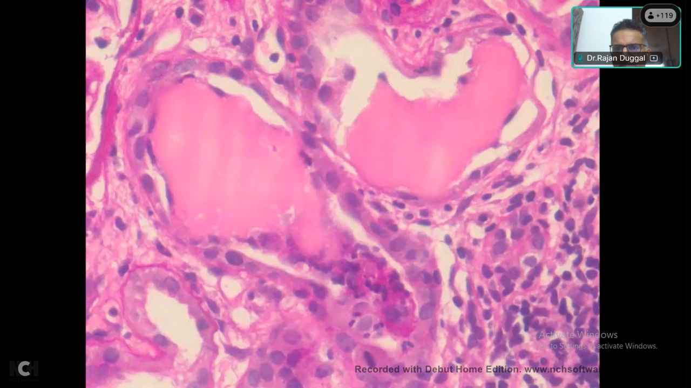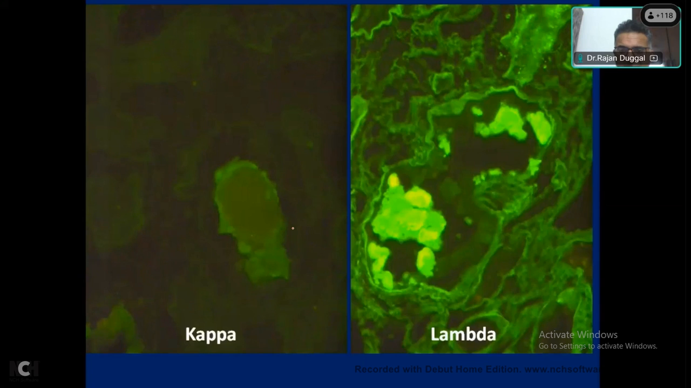As you can see here, there are some fractures and fragments in this cast material. Whenever there are fractures or fragmentation in the cast material and there is an inflammatory reaction to the cast material, that means these are exogenous casts. They are made up of some exogenous material.